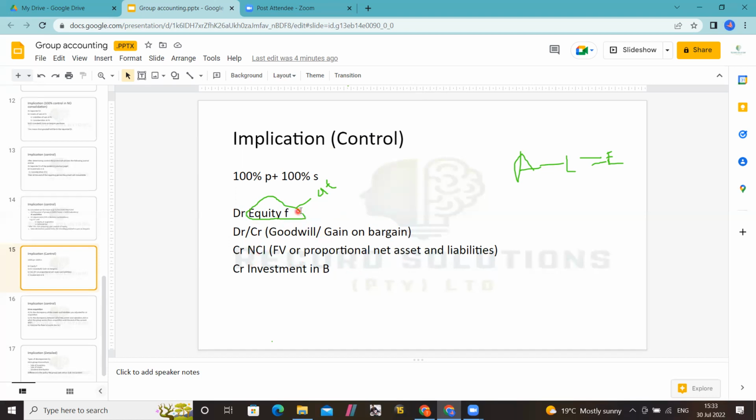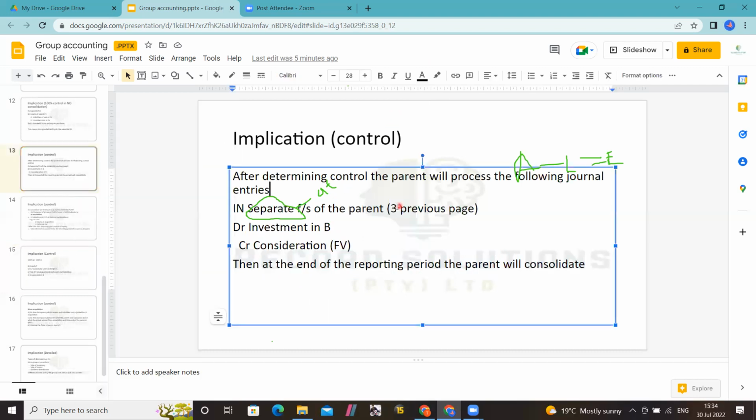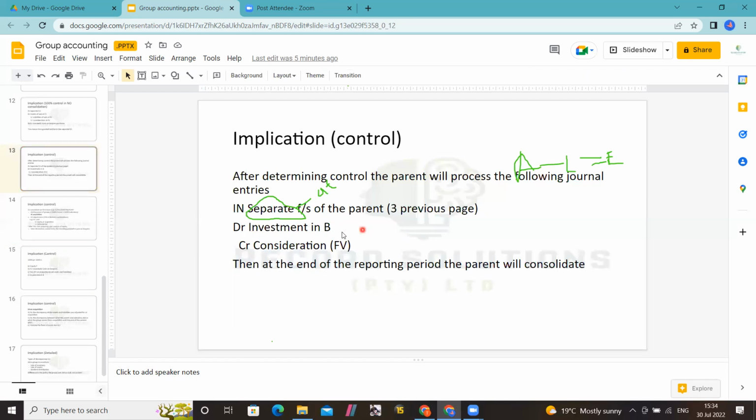So let's say here we have 100,000. That means that the non-controlling interest is going to be 40,000, right? So do you see that a portion of it has been allocated here. So we are left with what? The 60,000, right? And then we credit this investment in B. And where do we get this investment in B? Remember that this investment in B was always there, because we had this journal entry of investment in the separate.